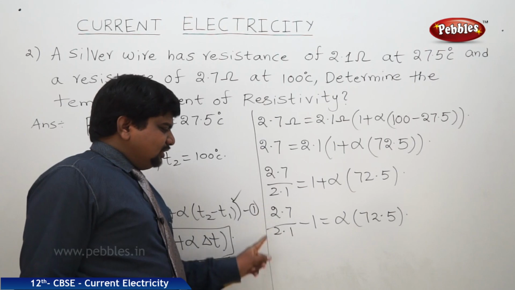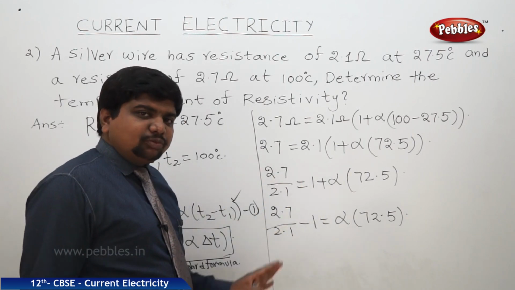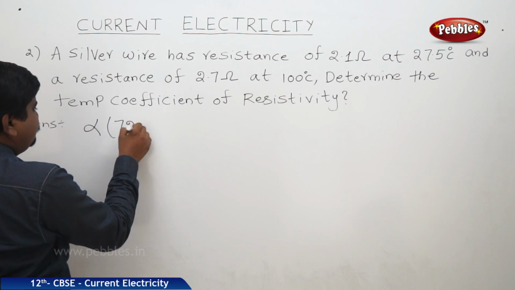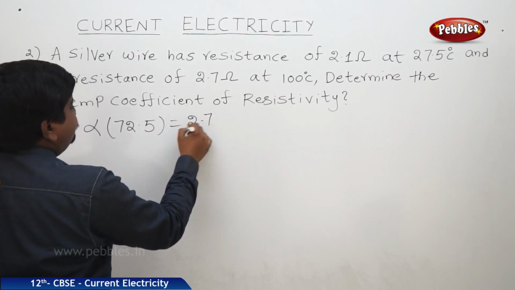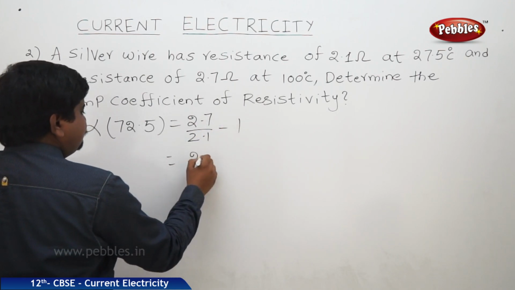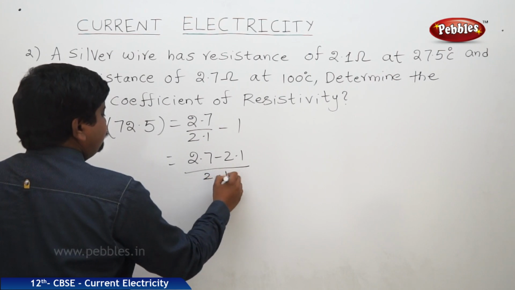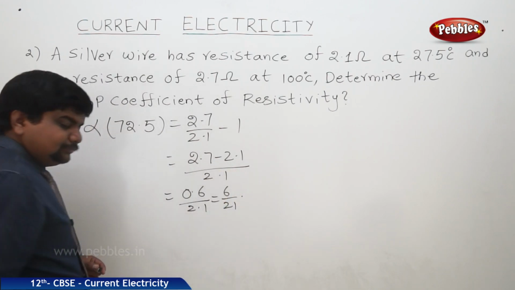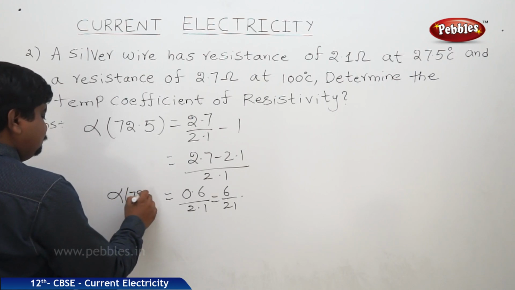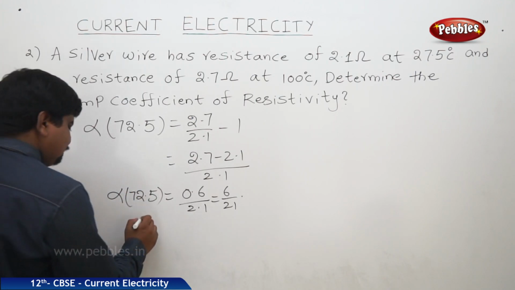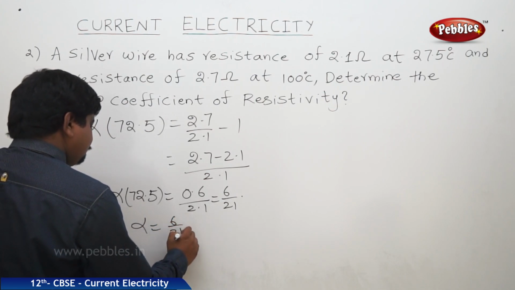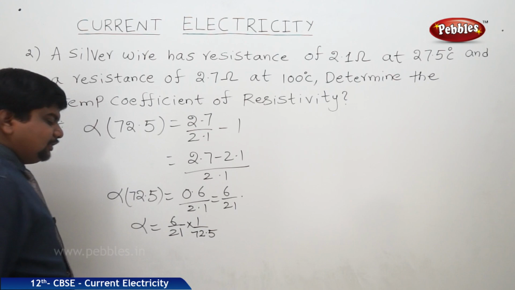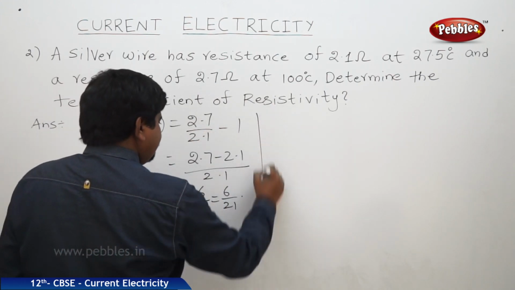Therefore, alpha is equal to (2.7 by 2.1 minus 1) whole divided by 72.5. We will see the continuation. Therefore, alpha into 72.5 is equal to 2.7 by 2.1 minus 1. It will be (2.7 minus 2.1) by 2.1. Therefore, 0.6 by 2.1, nothing but 6 by 21. This whole is equal to alpha into 72.5. We should find out alpha. Therefore, alpha is equal to 6 by 21 into 1 by 72.5.